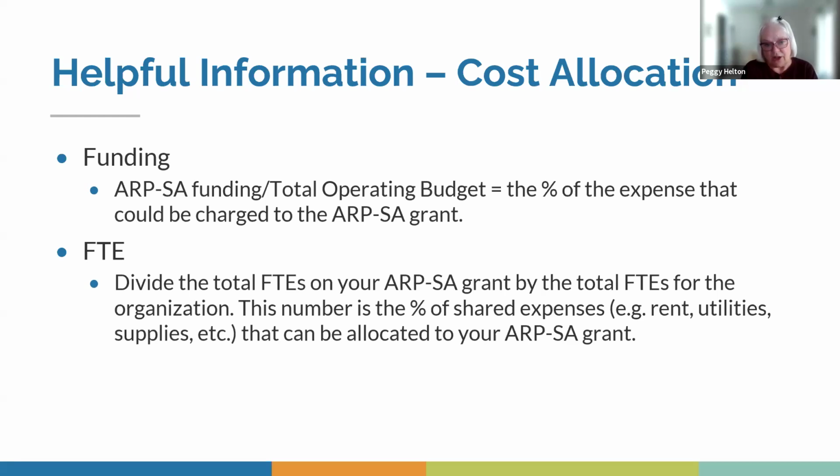You can also do what's called full-time equivalent. So divide your total full-time equivalents on your ARP-SA grant by your total full-time equivalents for the organization. You're also going to get a percent, and that's the percent that you can charge the ARP-SA grant. And most shared expenses are like rent, utilities, supplies, things like that.